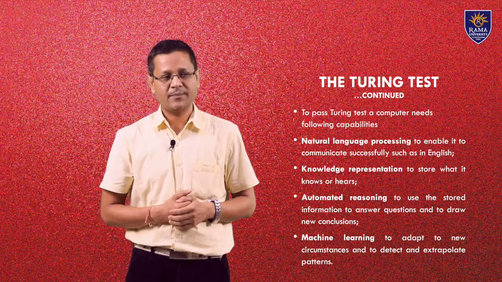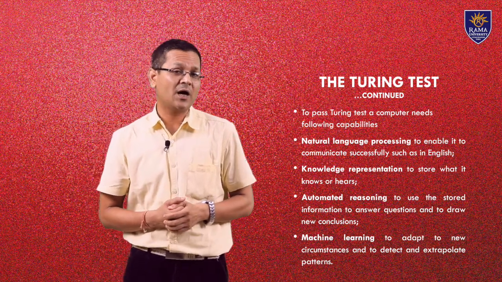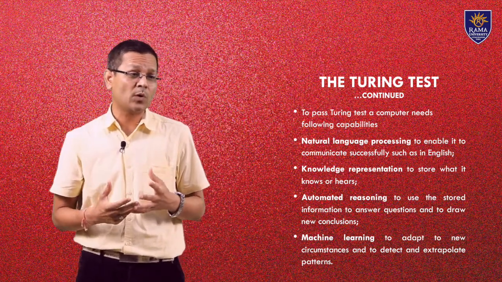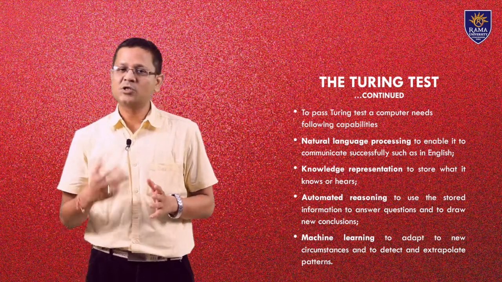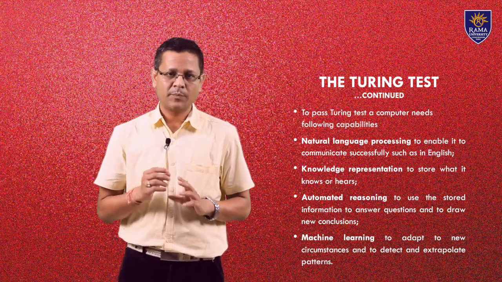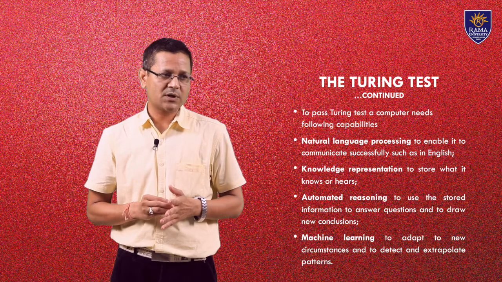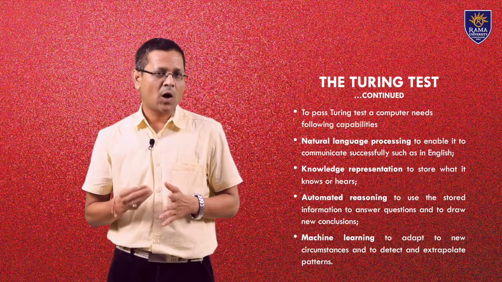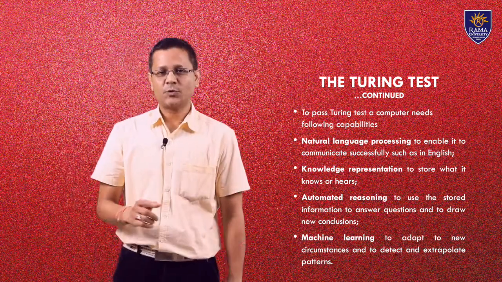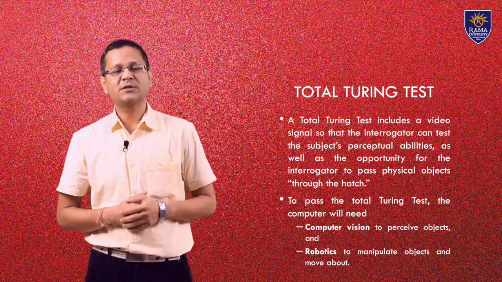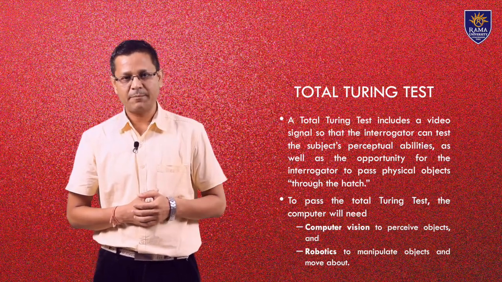Now machine learning. In order to adapt to new circumstances or to detect and explore patterns, we need machine learning capabilities. To sum up, 4 important points are there. To pass the Turing test, we need natural language processing, knowledge representation, automated reasoning, and machine learning. Now the total Turing test. As we know, the Turing test was proposed in 1950. Since then a lot of advancements have been made.